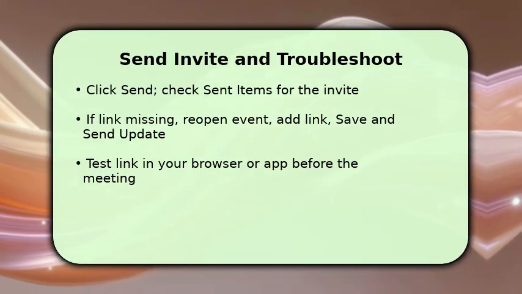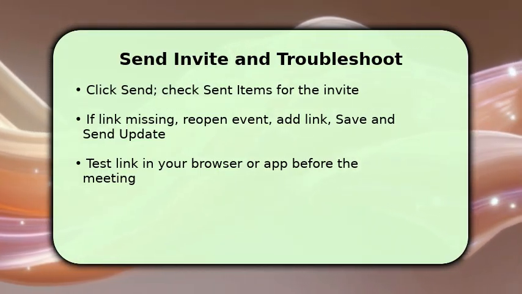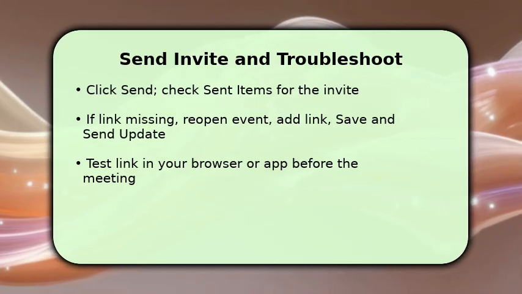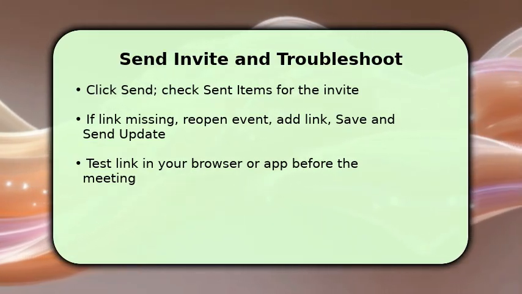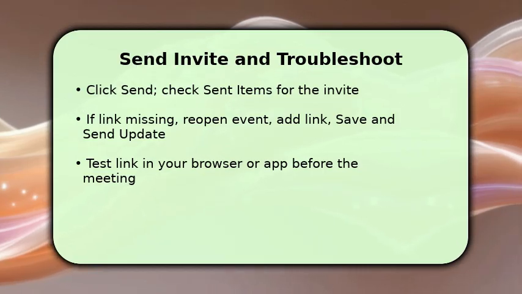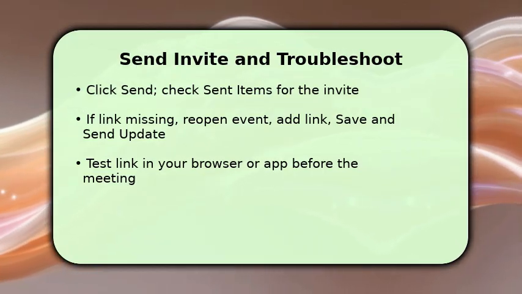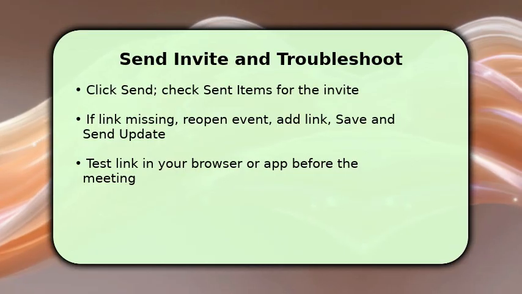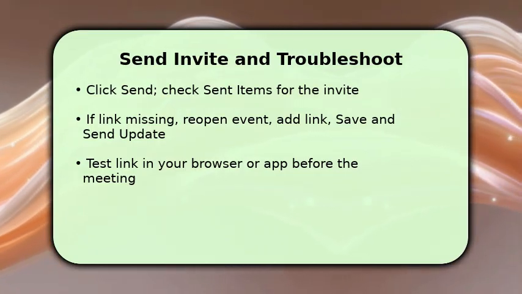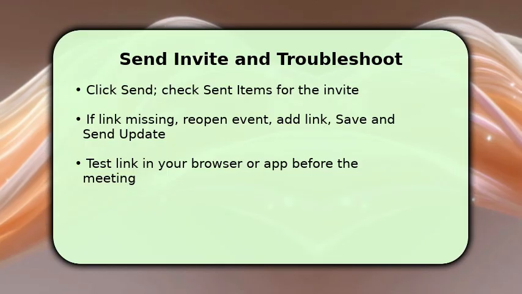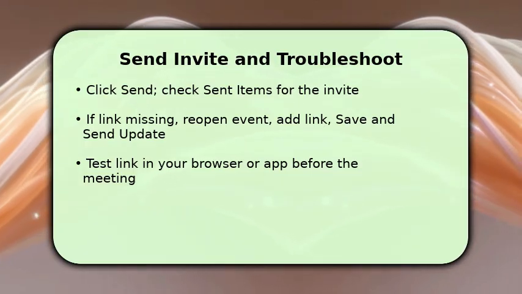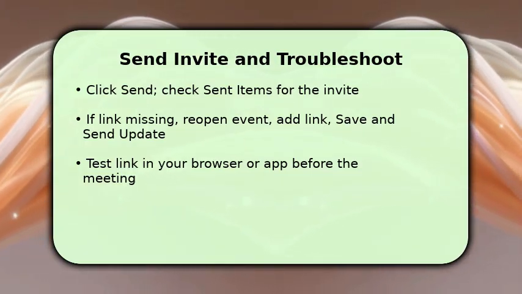If recipients report a missing link, reopen the event, reinsert or regenerate the online meeting link, then choose Save and Send Update so everyone gets the correction. If problems persist, test the link yourself in the browser or meeting app to isolate account or add-in issues. Contact your admin only after you confirm the link fails to load on multiple devices.